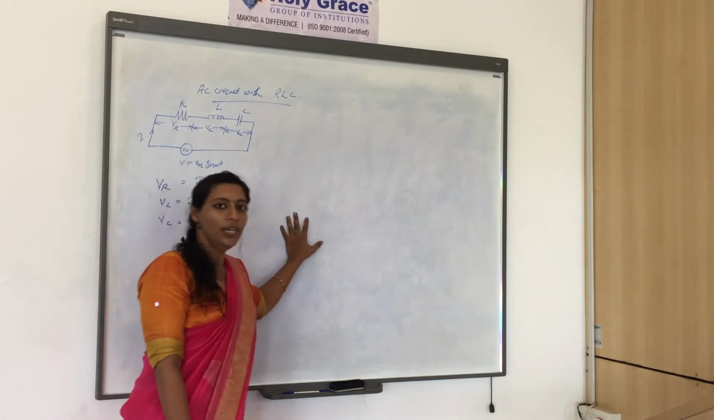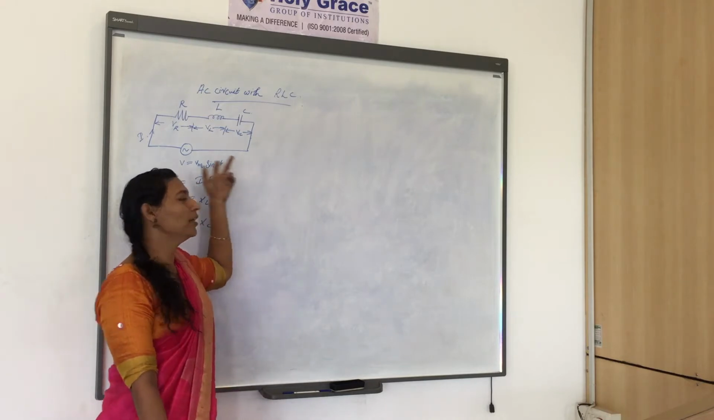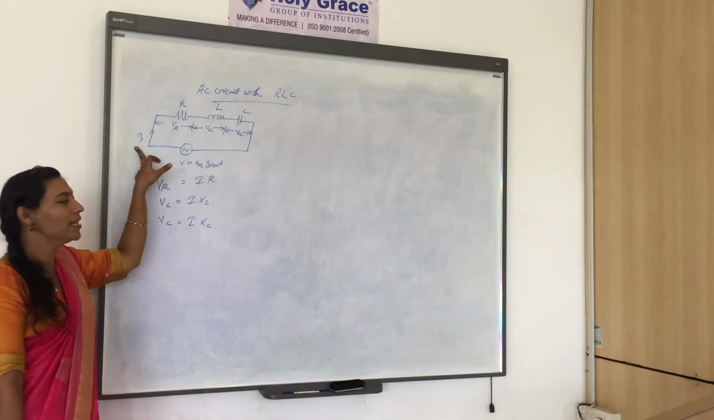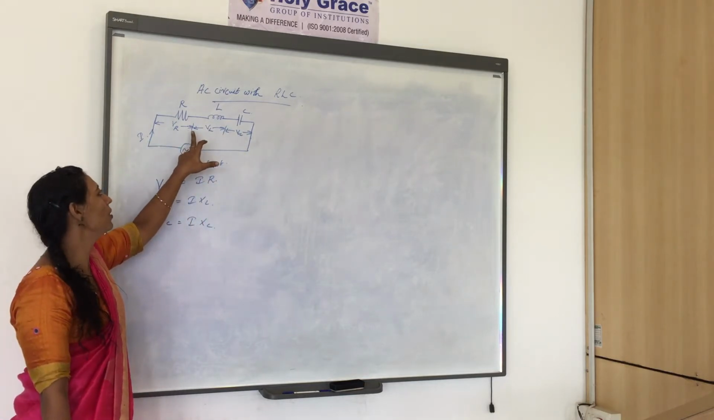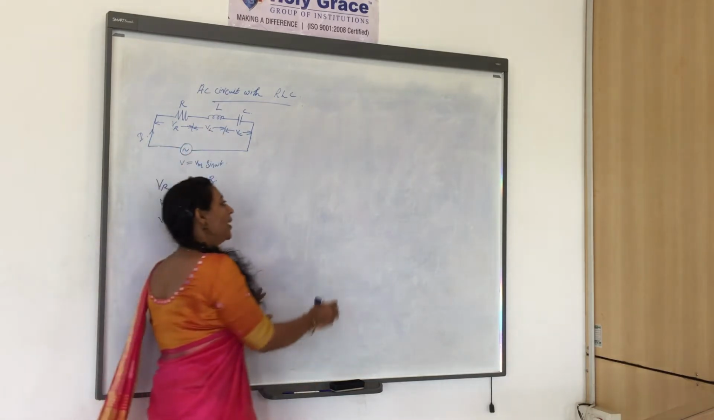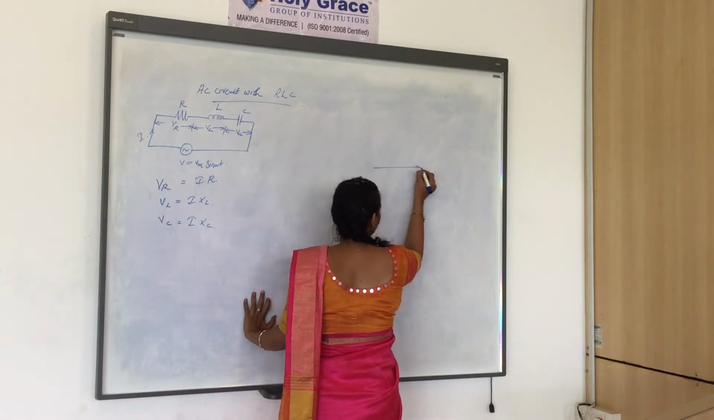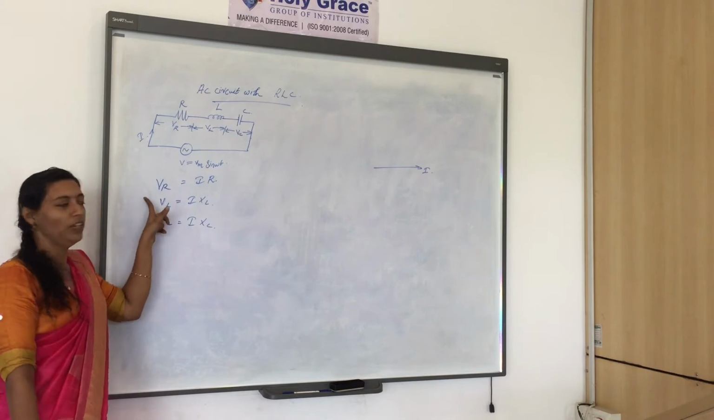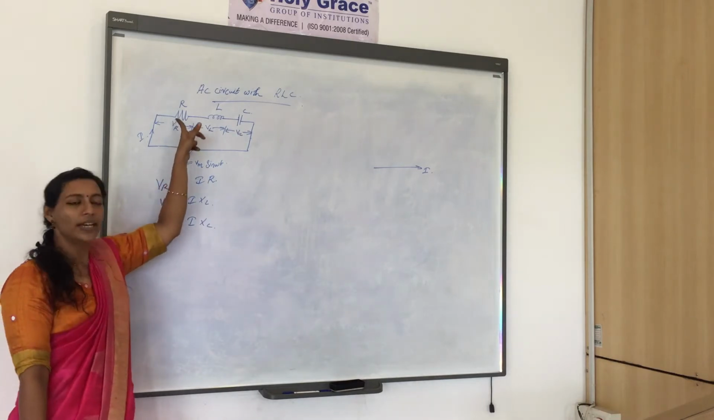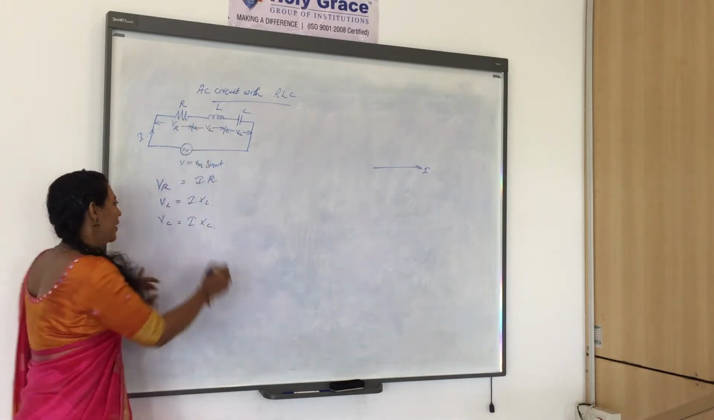Next we have to draw the phasor diagram. For drawing the phasor diagram, I is the current in the series circuit. I is the same for all the elements. Therefore, we are taking current as reference. I is reference, and we have to draw the VR.